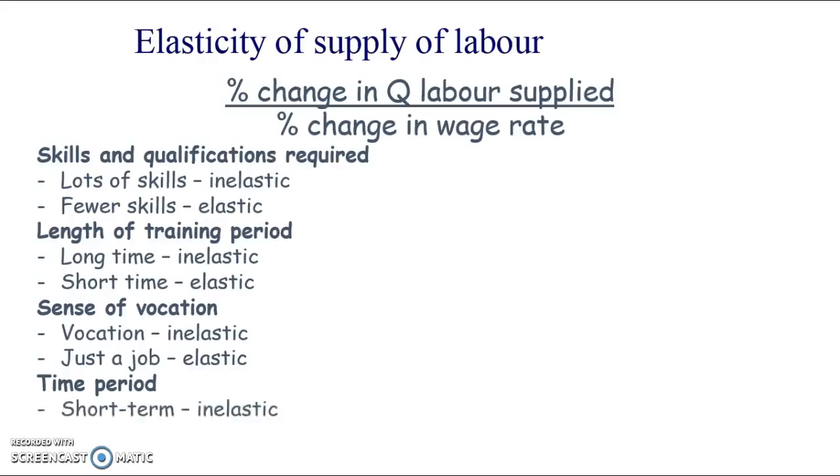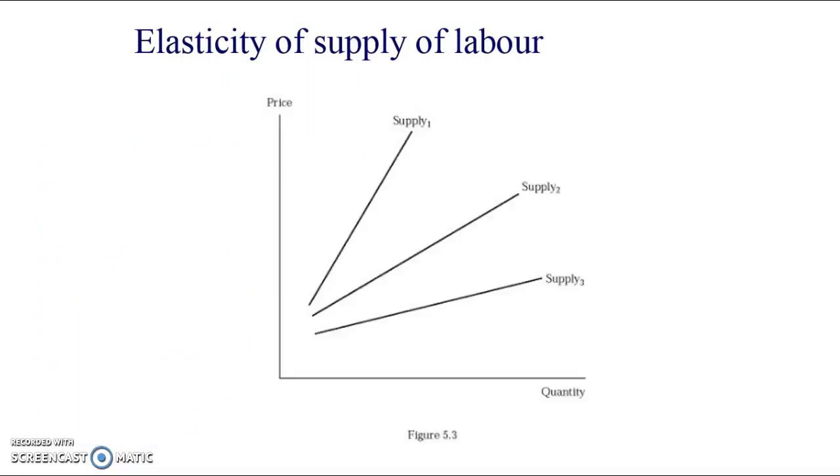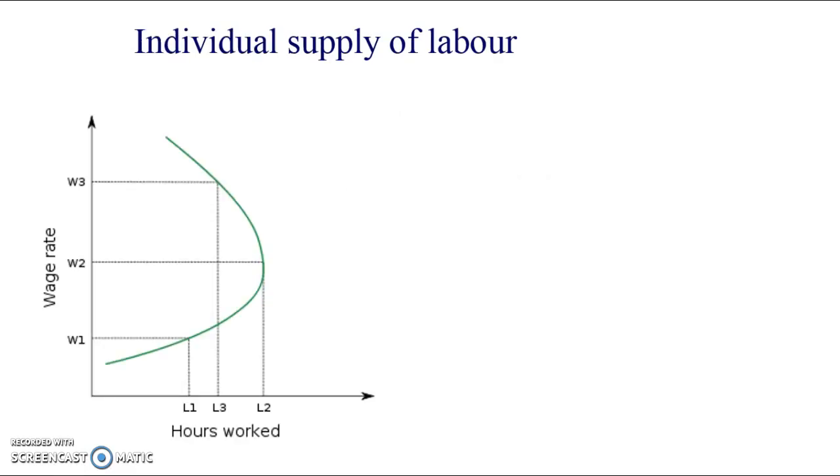And time period: we have the same pattern that we have with all our elasticities. In the short term, things tend to be quite inelastic because people can't change their behaviour very easily, and in the long term, we tend to see quite elastic supply of labour because people can go on training courses and get those skills required. So this is a diagram showing different elasticities with the supply of labour. I didn't show you this diagram with the demand for labour with different demand elasticities, but it's just the same as with your AS course.